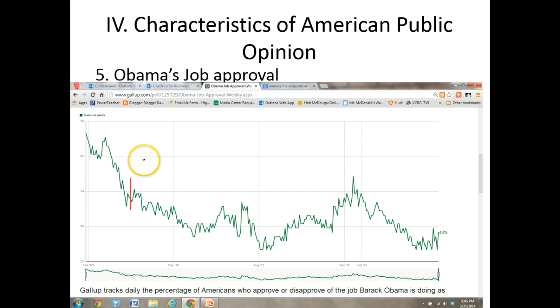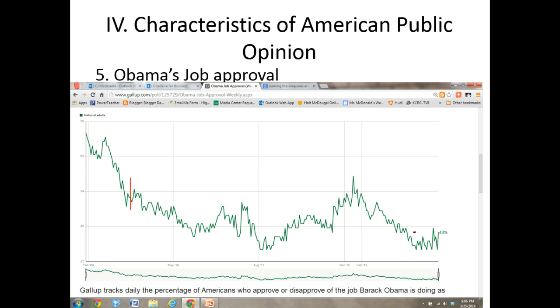Here are his numbers overall. Okay, you can see right after he was inaugurated, his numbers are up in the 60s, and then they've fallen pretty low into the 40s. That's historically low as well. So his numbers are not doing very well.